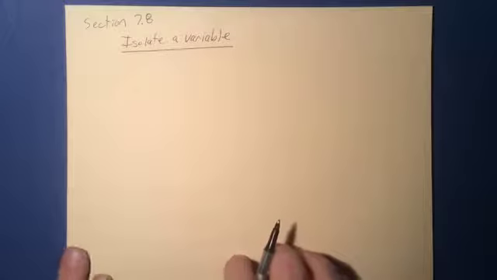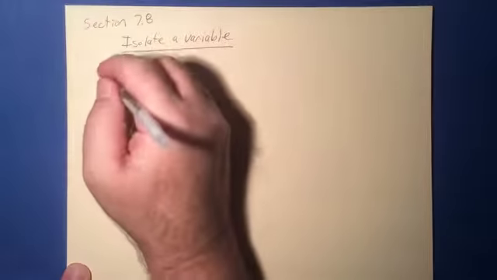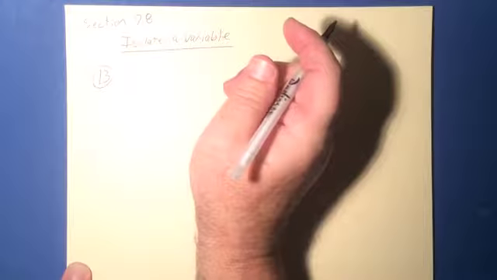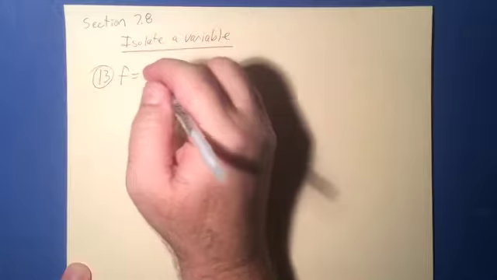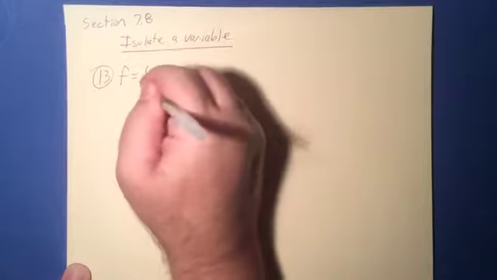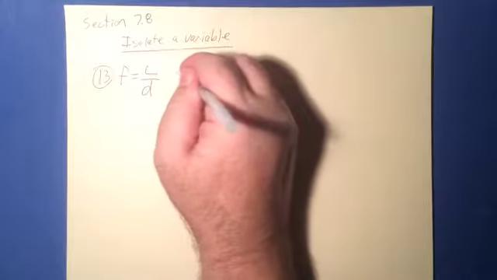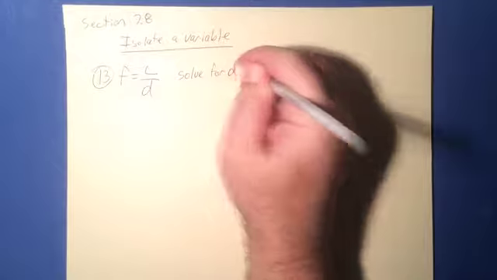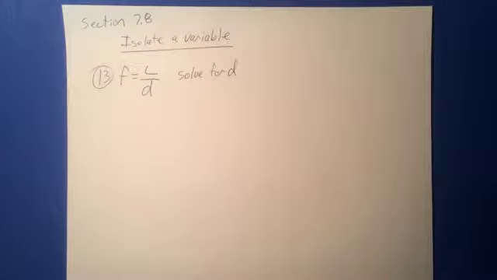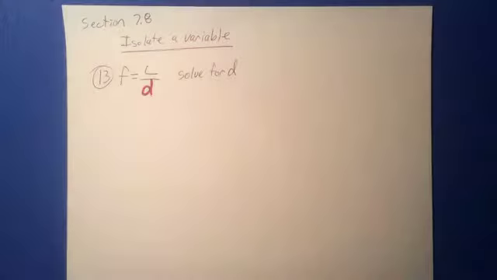So that's a little easier said than done. Let me tell you what that means. If I have F is equal to L divided by D, and I'm asked in the problem to solve for D, that means I'm asked to get D by itself. So what I'm being asked to do essentially is to get D alone.